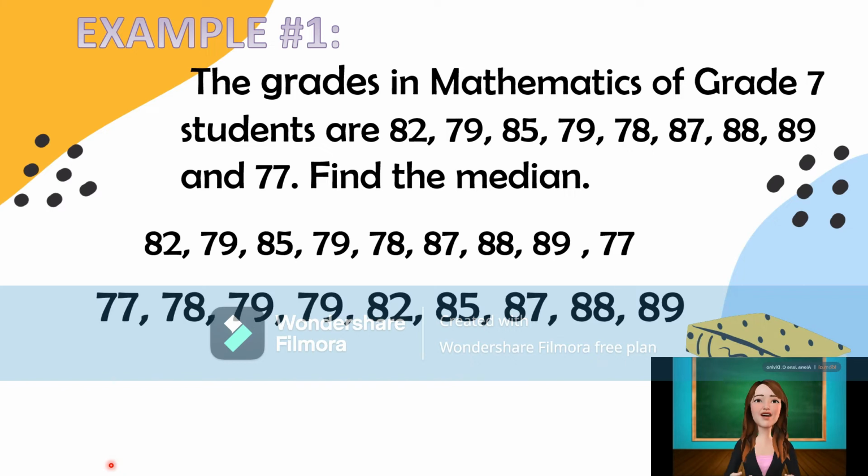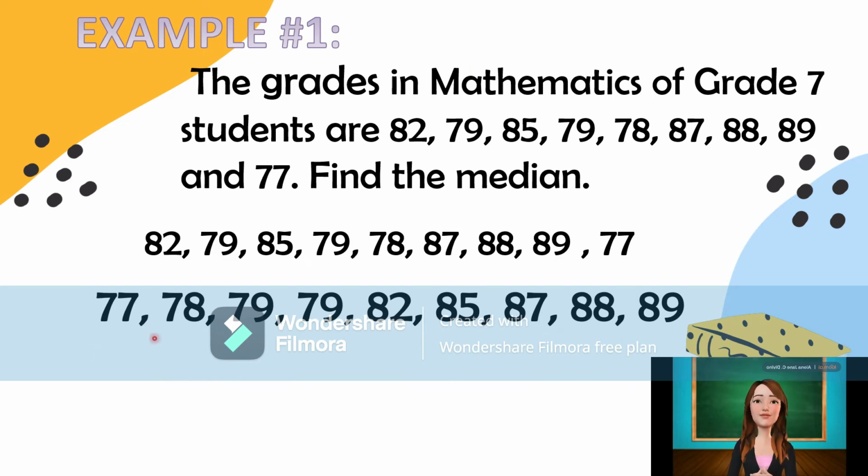Okay, thank you, Alvin. So we have now the arranged numbers in ascending order. So we have here 77, 78, 79, 79, 82, 85, 87, 88, and 89. So is this correct? Is this in ascending order? Yes, very good. This is arranged in ascending order.